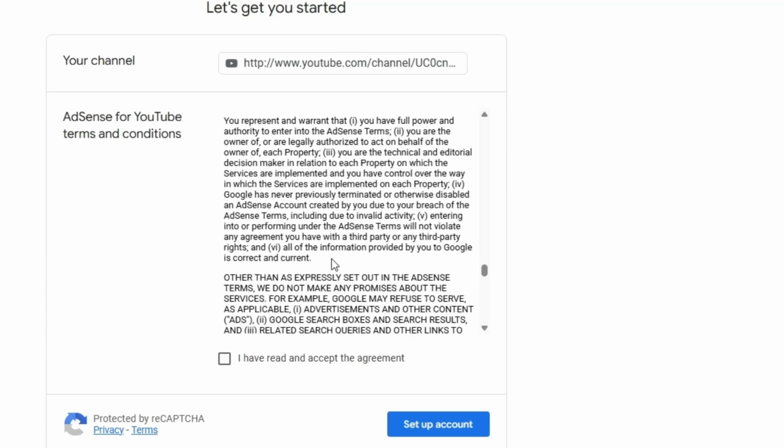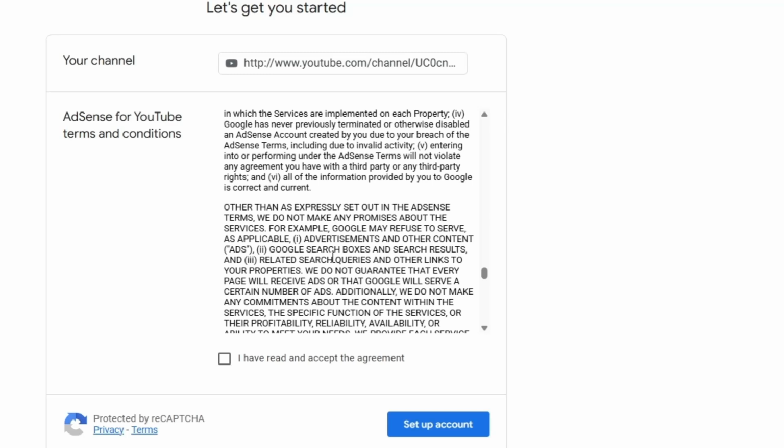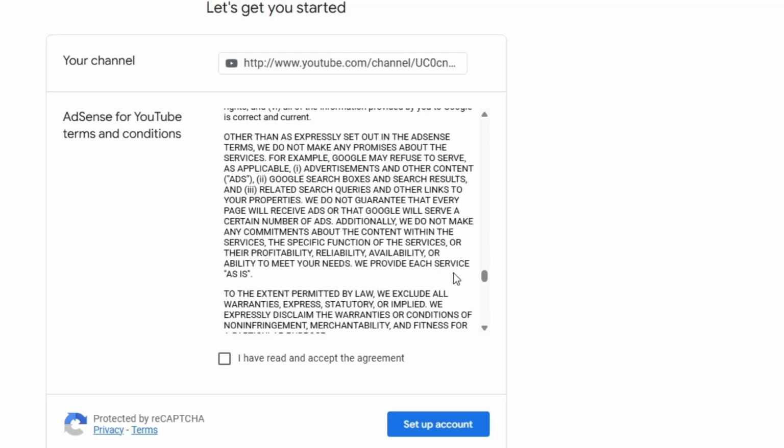Other than as expressly set out in the AdSense terms, we do not make any promises about the services. For example, Google may refuse to serve, as applicable: 1. Advertisements and other content, ads. 2. Google search boxes and search results. And 3. Related search queries and other links to your properties. We do not guarantee that every page will receive ads or that Google will serve a certain number of ads. Additionally, we do not make any commitments about the content within the services, the specific function of the services, or their profitability, reliability, availability, or ability to meet your needs.